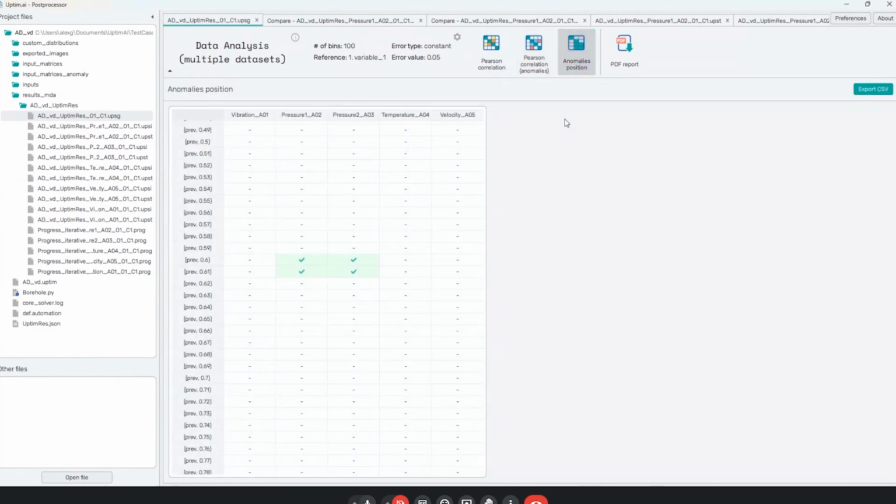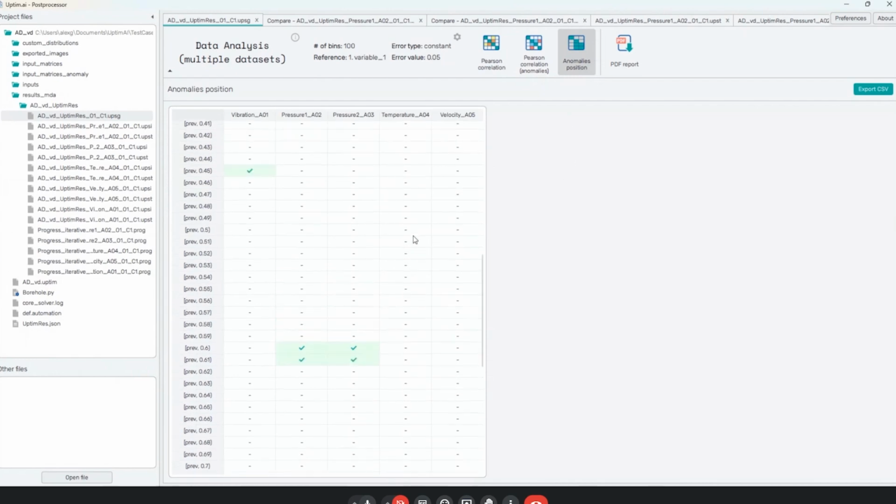Finally, to have a global overview of where the anomalies are in all the sensors at the same time, we have the Anomalies Position feature, which indicates for every moment in time if there has been an anomaly or not, for all the sensors appearing.